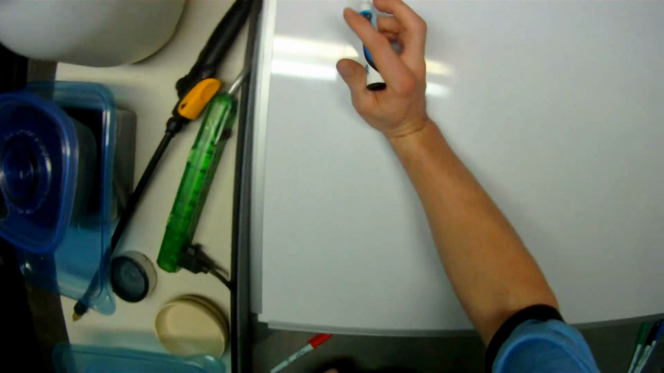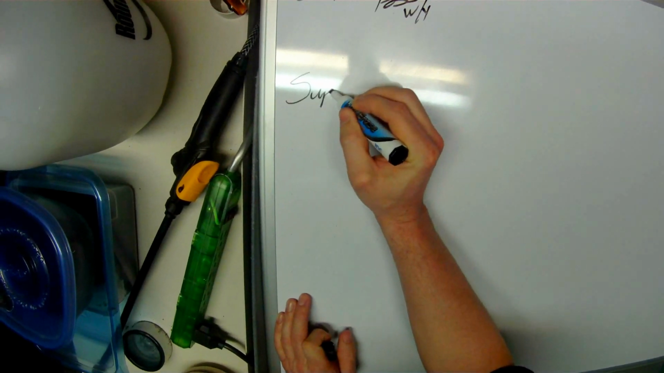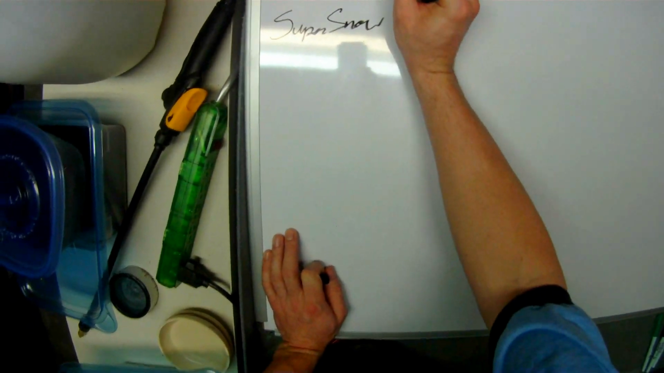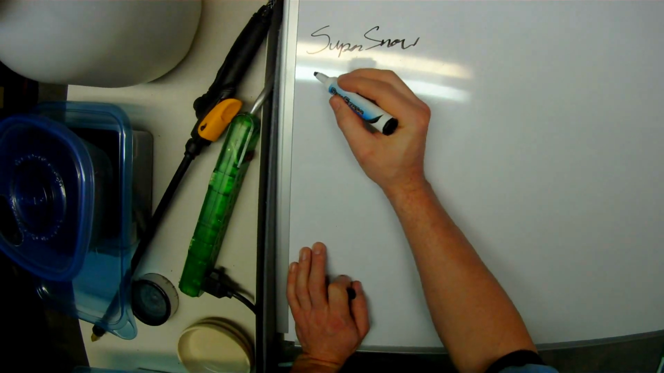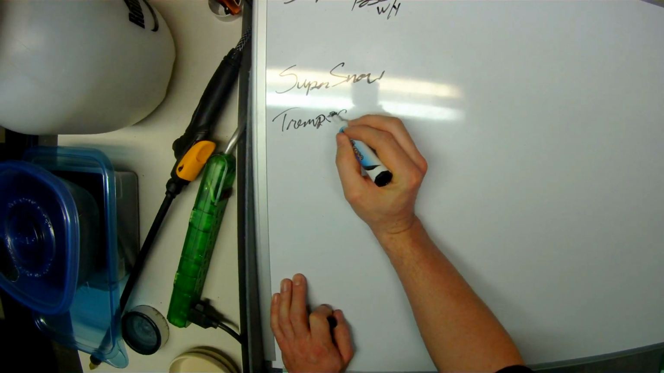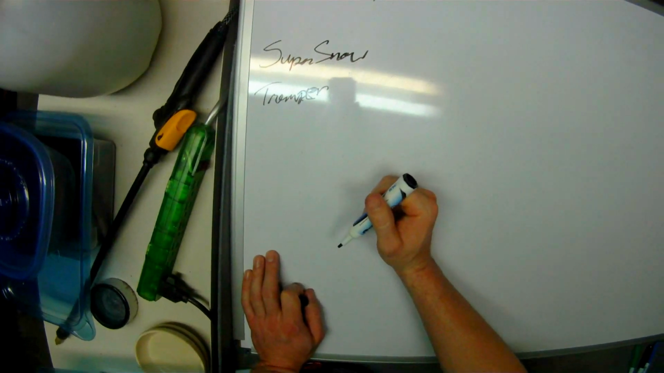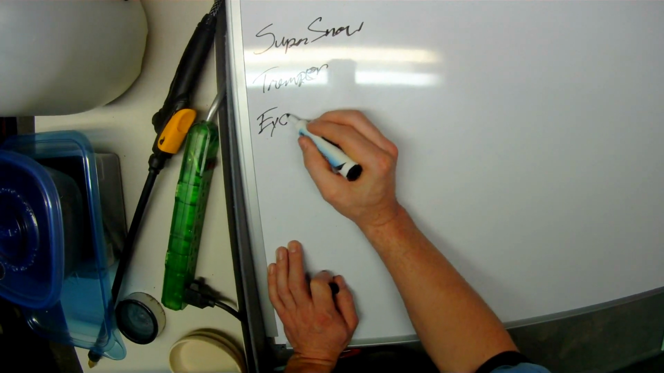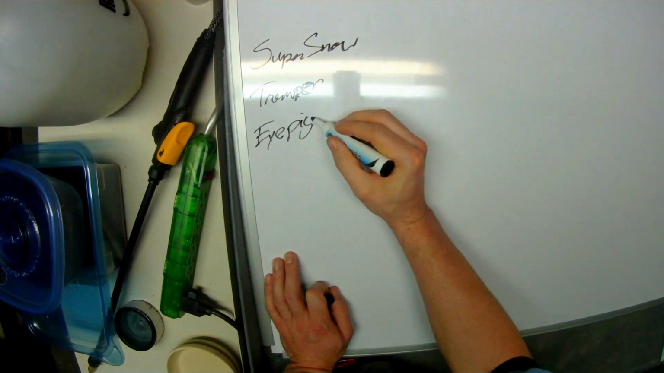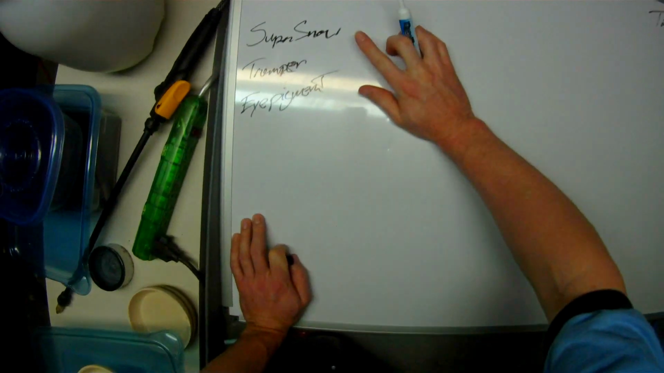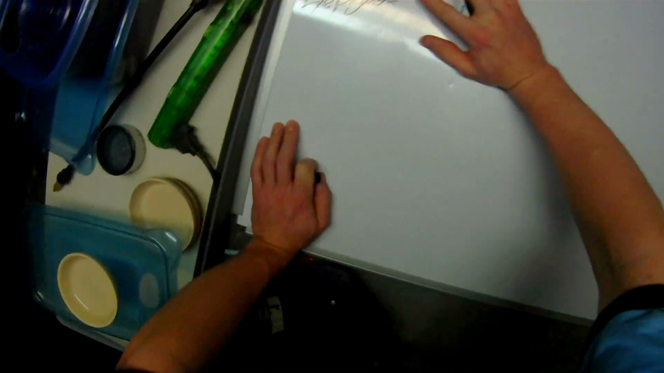So first off, with a super raptor, it's already a super snow. So we'll put super snow right here. The raptor means that it's a tremper, because you have to remember that raptor is a bunch of different genetics in one animal. And it's also got what we're going to call the eye pigment. So these are the three genes that are definitely being expressed in that animal.